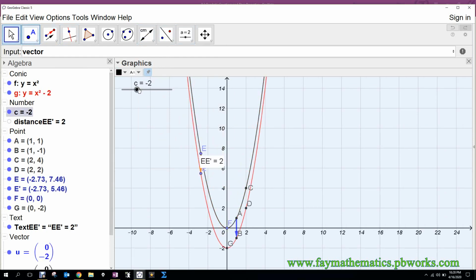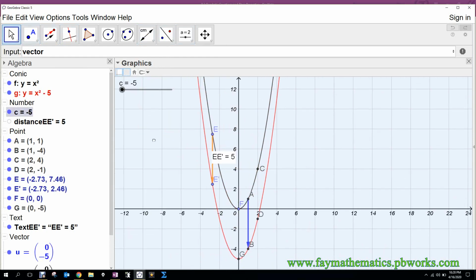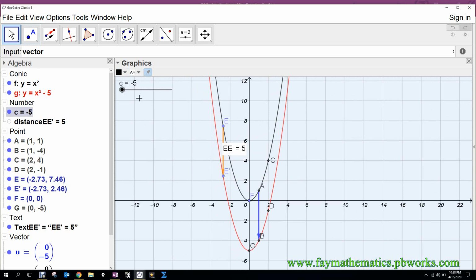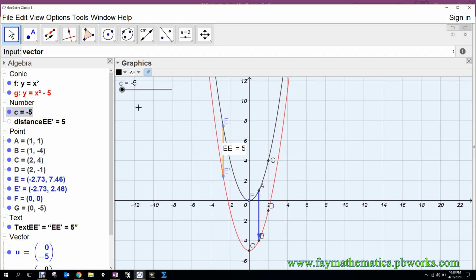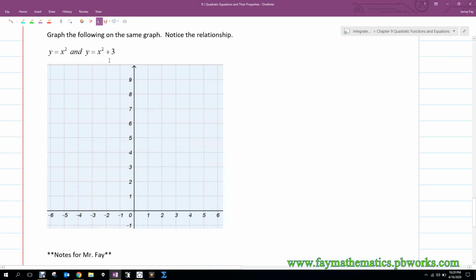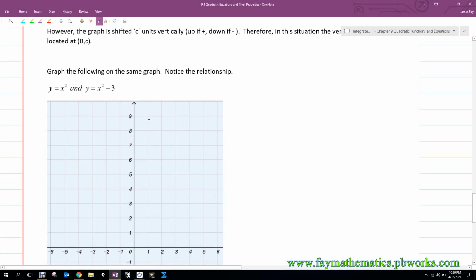If I were to make it like -5, you see now the red graph goes down. So it takes the black one and moves it down. So it went down 5, so it moved E 5 units down everywhere. It moves it down 5 units everywhere. Okay, so that's what these numbers at the end are going to do to your graph. They're going to move them up or down.